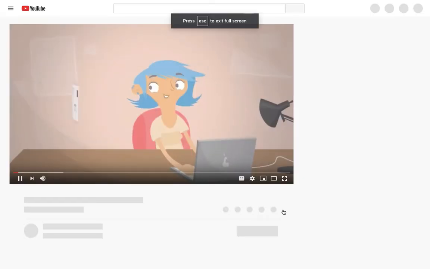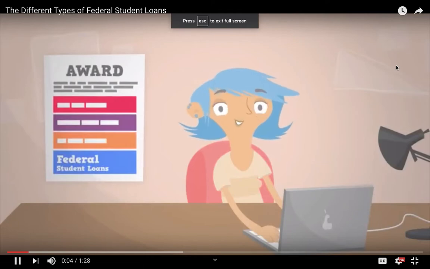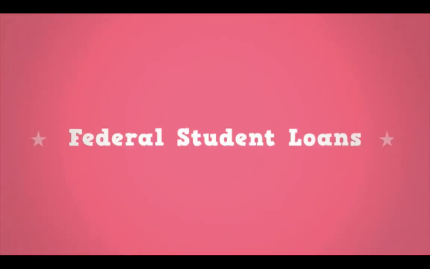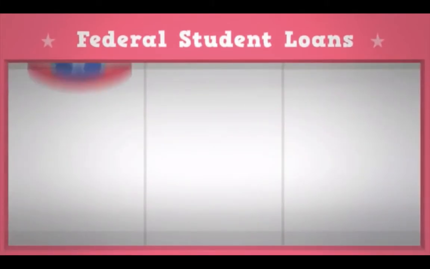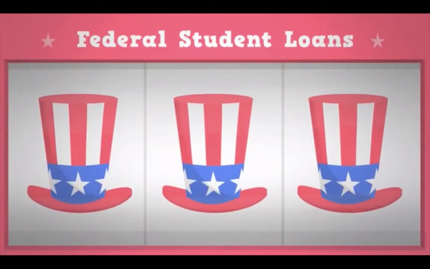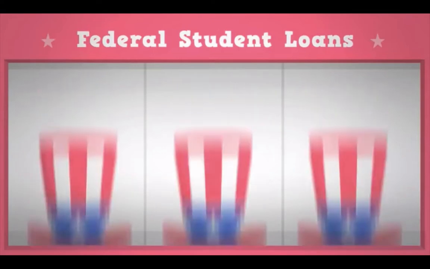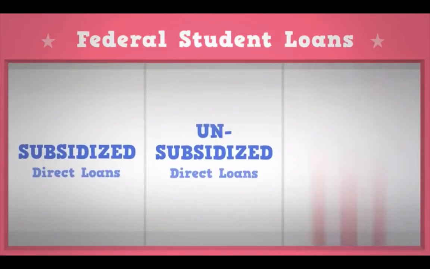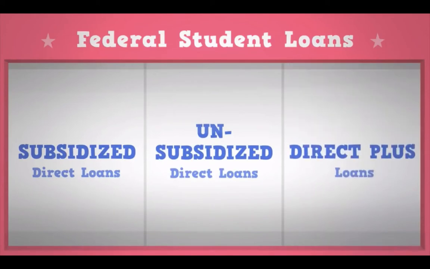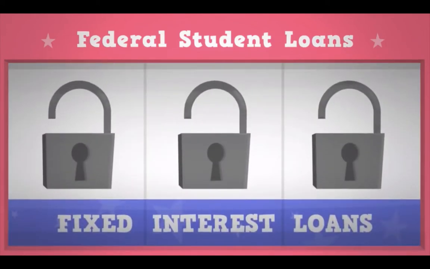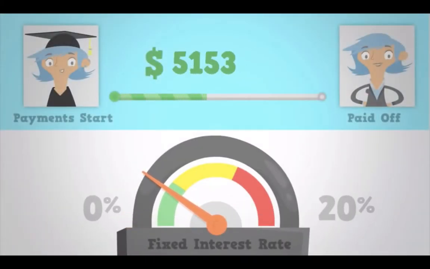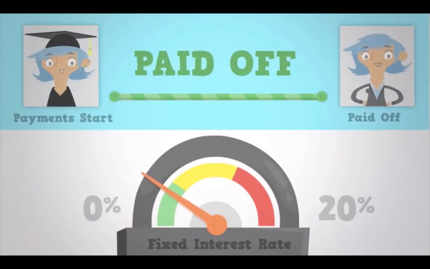If you've received a financial aid award letter from a college, chances are you've been offered a federal student loan. To help you understand your options, let's take a look at 3 of the most common federal loan types: subsidized direct loans, unsubsidized direct loans, and direct plus loans. All 3 are fixed interest loans, which means that the amount of interest you'll have to pay stays the same until you pay off the loan.